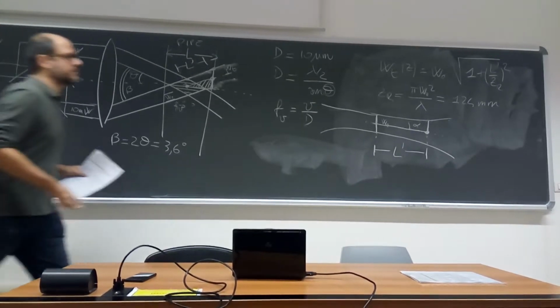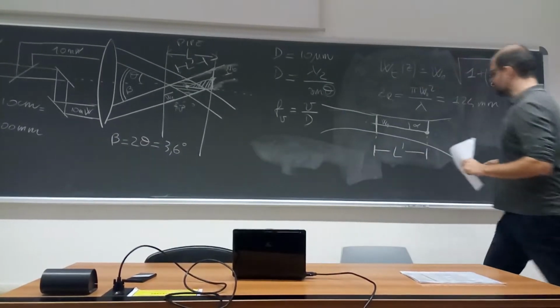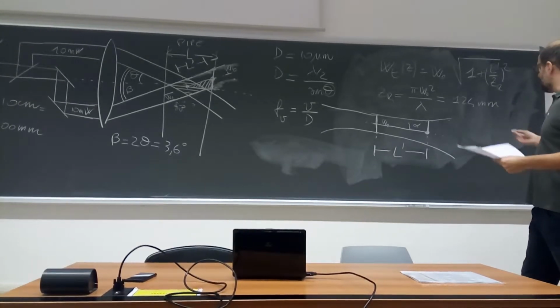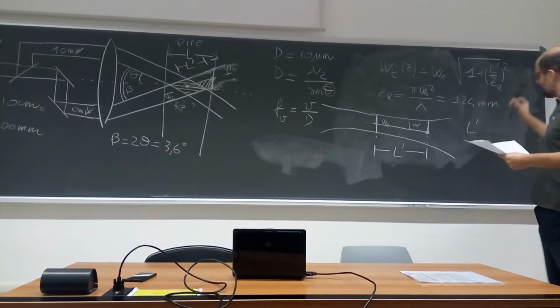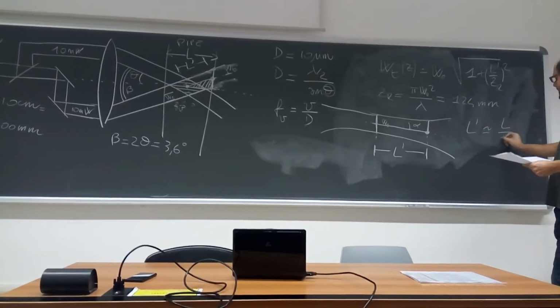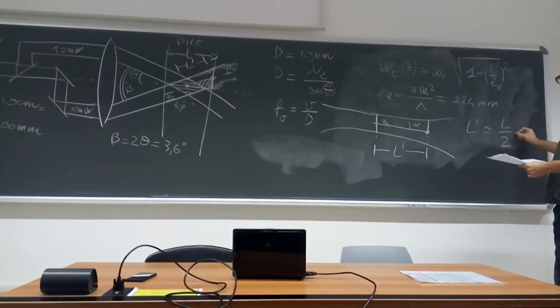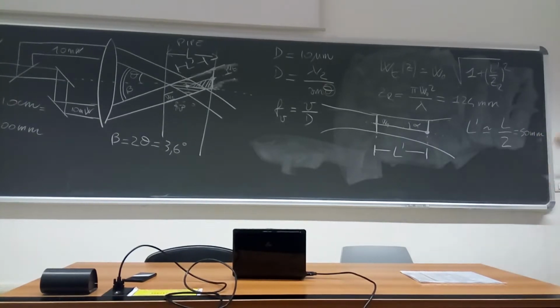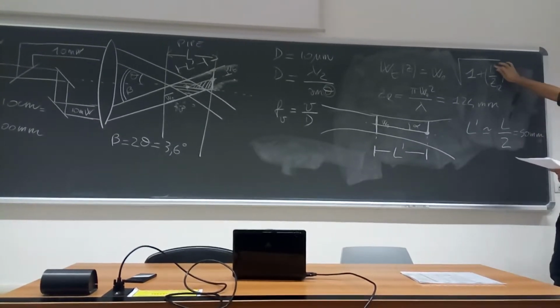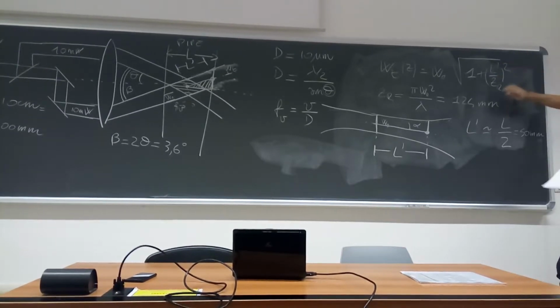No, that's correct. Because of course, we can say that L first will be more or less equal to L divided by 2, okay? And so more or less equal to 50 millimeters. What does it mean? That if this quantity is lower than the Rayleigh distance, we can say that more or less this is equal to W0. Okay? In my opinion, this is a correct way to proceed.